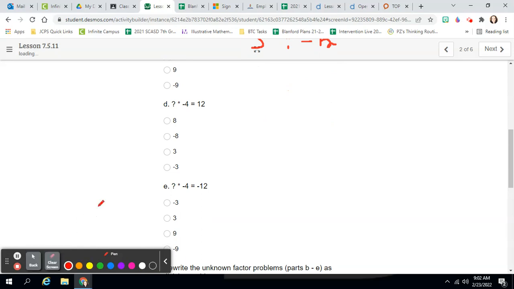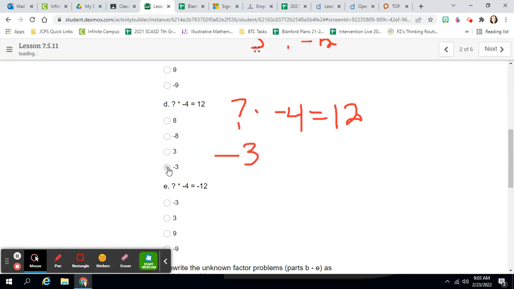For this one, they're saying what number times -4 is +12. So again, I know if I'm multiplying something by a negative, this number also has to be a negative, right? Because a negative times a negative is a positive. What do I multiply 4 by to get 12? Well, 3. So the answer is -3.